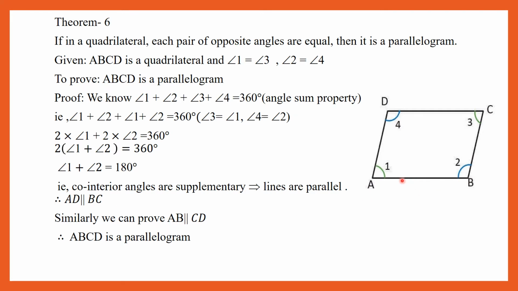Similarly, we can prove angle 1 plus angle 4 is equal to 180 degrees, and angle 1 and angle 4 are co-interior angles considering the lines AB and CD and AD as the transversal. So we have both pairs of opposite sides parallel. Therefore, ABCD is a parallelogram.